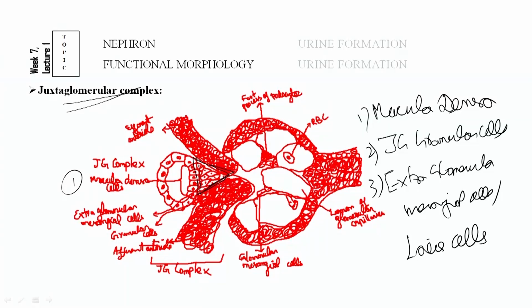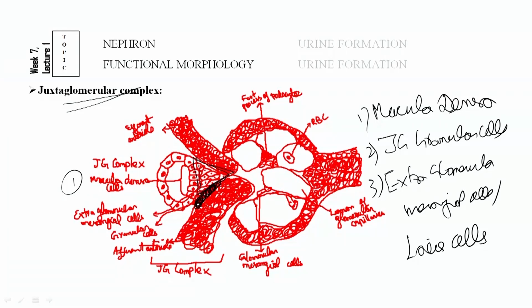Then the afferent arterioles, where they come in contact with these macula densa cells and the lacis cells, the endothelial cells get modified into granular cells. It contains some granules in it. So these cells are called granular cells here.